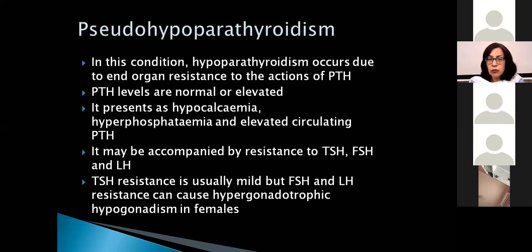So in this, PTH may be normal or elevated, and it presents as hypocalcemia, hyperphosphatemia, and elevated circulating PTH. It may also be accompanied by resistance to TSH, FSH, and LH. TSH resistance is mild, but FSH and LH resistance can cause hypergonadotrophic hypogonadism in females.